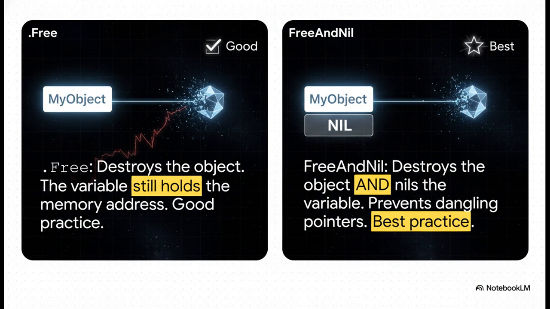Now let's take that golden rule and level it up. Calling .Free is good practice, but calling FreeAndNil, that's best practice. Here's why. .Free destroys the object, sure, but your variable's still pointing to that old dead memory location. If you accidentally try to use it again, your app crashes with an access violation. FreeAndNil is smarter. It does two things. It frees the object, and it sets your variable to nil. It completely wipes out the risk of these dangling pointers. It's such a simple change that makes your code so much safer.